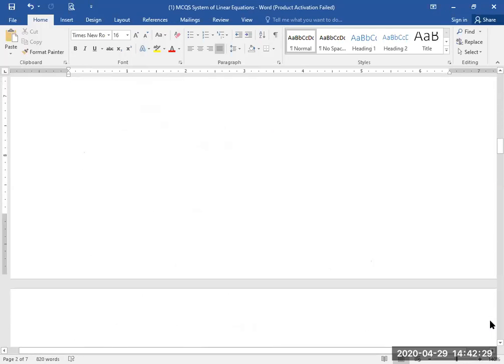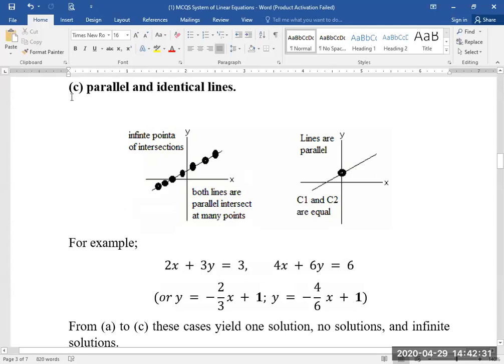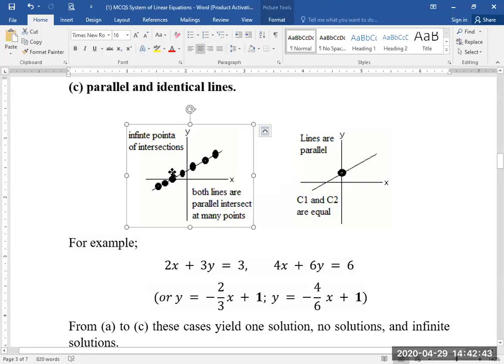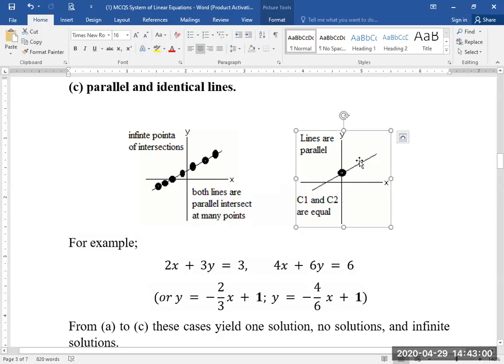Now students, I'm going for the third case, parallel and identical. In the previous example B, both lines are not identical, but in this case, both lines overlap each other. Therefore, it has infinitely many solutions. These two equations have infinitely many solutions because they overlap one another. Here, C1 and C2, both lines have the same y-intercepts.